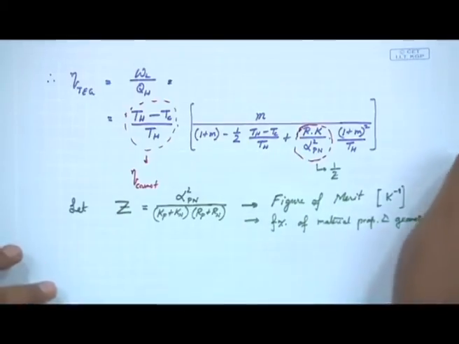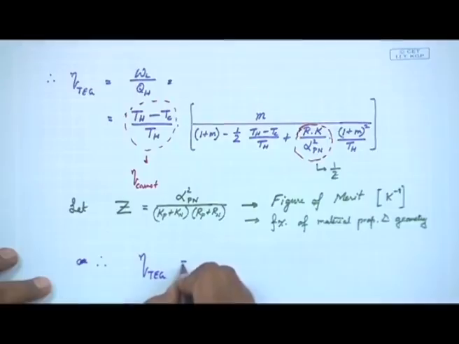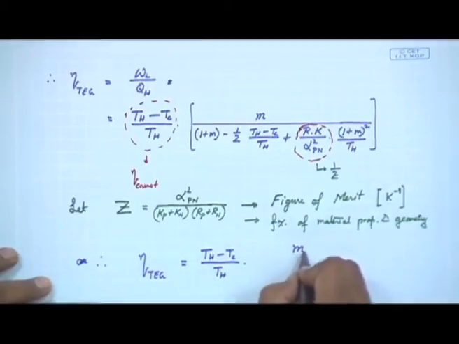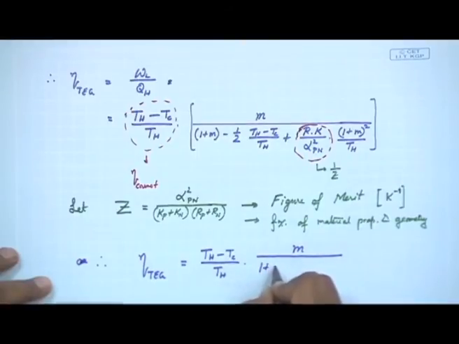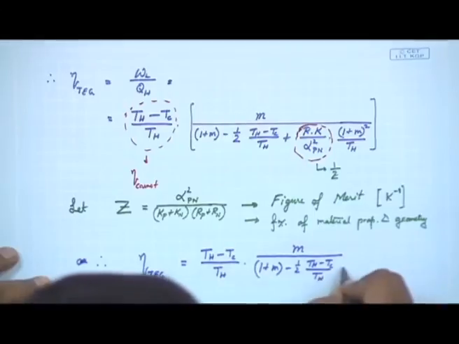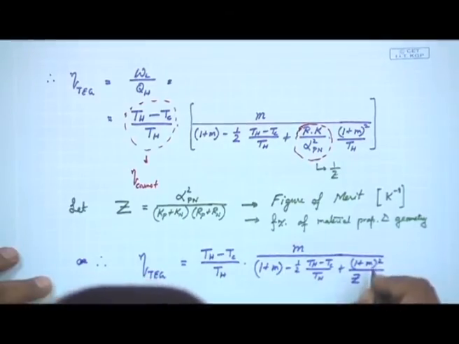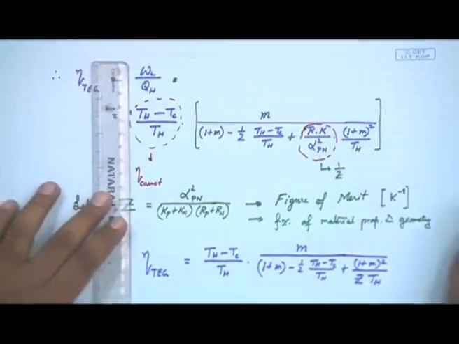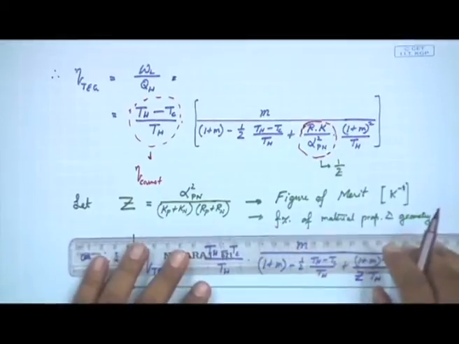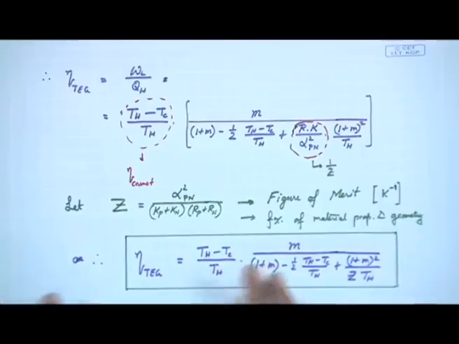So, we will end this lecture with this expression. The efficiency of a thermoelectric generator is given by the Carnot efficiency, Th minus Tc over Th, times m divided by 1 plus m minus half Th minus Tc over Th plus (1 plus m) whole squared divided by z Th. One of the most important expressions in thermoelectric generators is this expression.